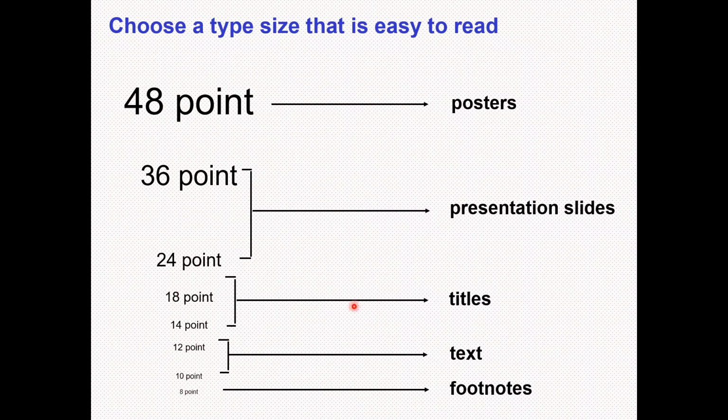And if you are preparing a scientific document, remember the titles should be between 14 to 18 points. And the text of your documents, normally research articles or your thesis or maybe your scientific report, should be from 10 to 12 point. And if you want to have a footnote in your documents, the size of that footnote should be the minimum, around 8 point.